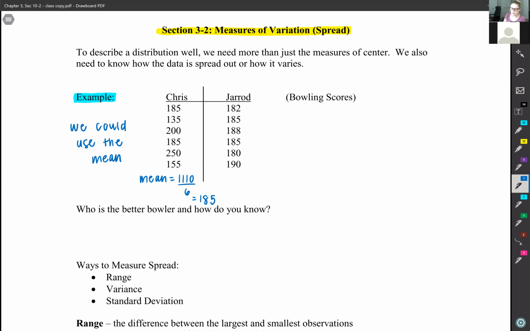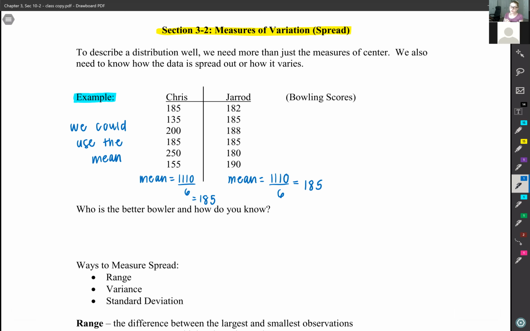Okay, let's do Jared's now. So let's add up all of Jared's scores. 182 plus 185 plus 188, 185 plus 180 plus 190. Oh, interesting. So we get 1,110 again. Okay, divided by 6, that's also 185.